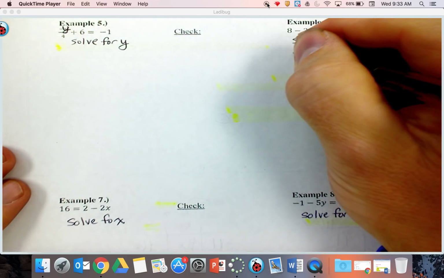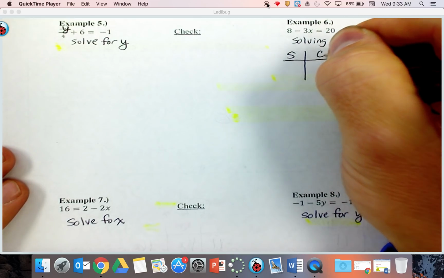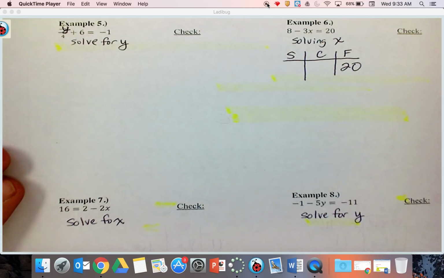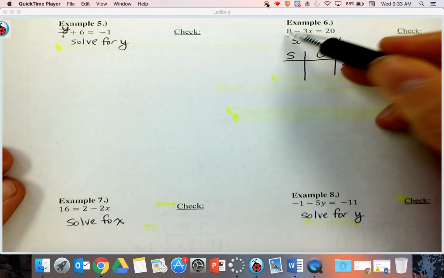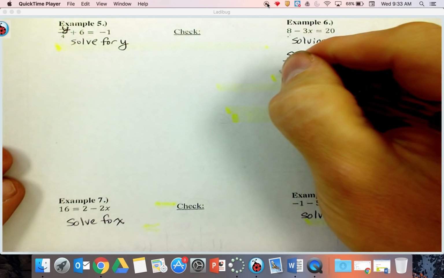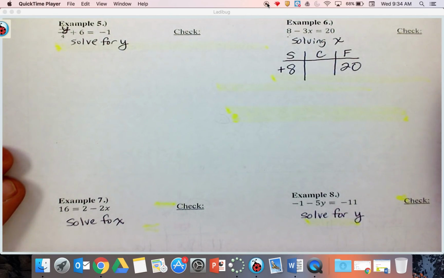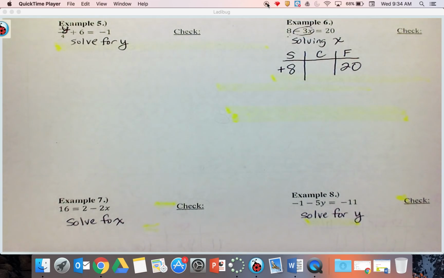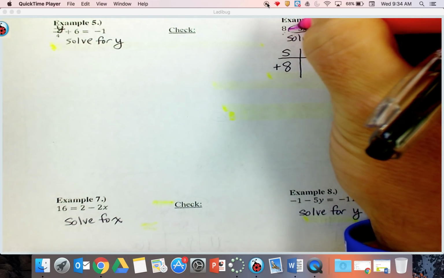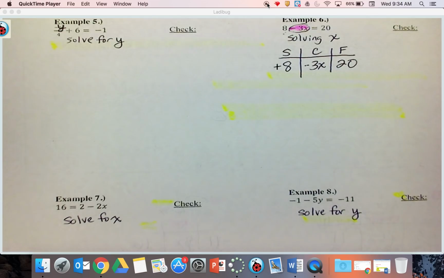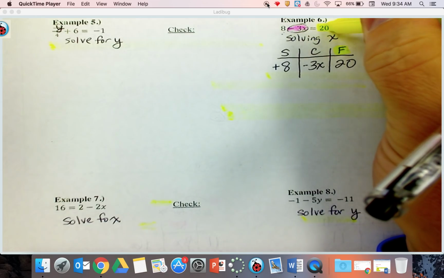So if you set these things up with your start, change, and finish, here's your finish is 20. My change is an 8. What type of 8 is it? It's a positive 8. What type of change do I have? There's my change right there. My change is a minus negative 3x. So now I'm good to go, and I have it all set up, and I can solve these problems and go from what I need to do.